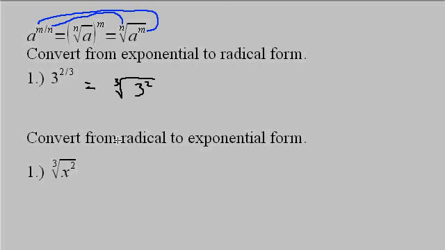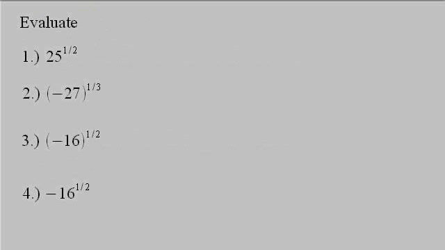Now let's go from radical form to exponential form. So here's m, which is 2, a is x, and n, our index on our radical, is 3. So this would be x raised to the 2/3. So that's converting from one form to the other. Now let's look at evaluating them.